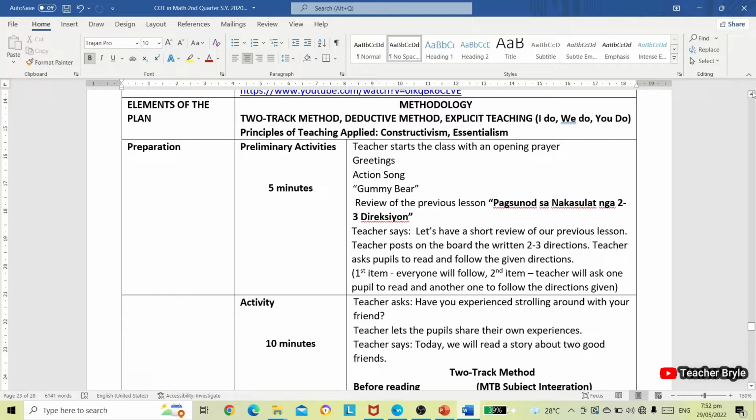Teacher posts on the board the written 2 to 3 directions. Teacher asks pupils to read and follow the given directions. First item, everyone will follow. Second item, teacher will ask one pupil to read and another one to follow the directions given.